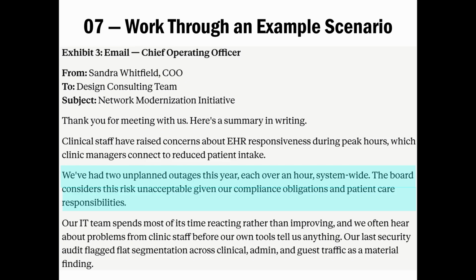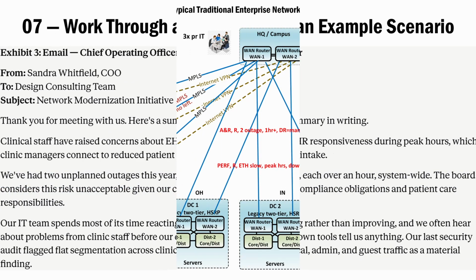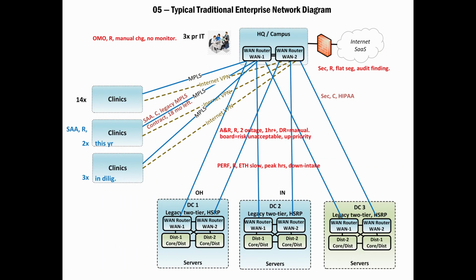What does this mean? It means the board has stepped in. This indicates that the priority level should be raised to the highest status, such as critical. Now, let us extract the info and upgrade the diagram. Board equals risk unacceptable. Up priority.